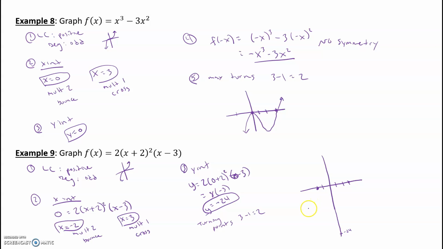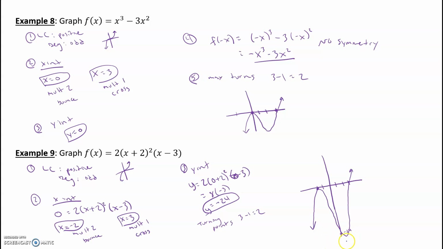All right, so we're going to start heading up. Head up to that point. Once we hit negative 2, we know our multiplicity was 2, so we're going to bounce. And eventually, somewhere down here, we're going to cross negative 24. We got to head our way back up. And at 3, our multiplicity was 1, so we're going to cross.